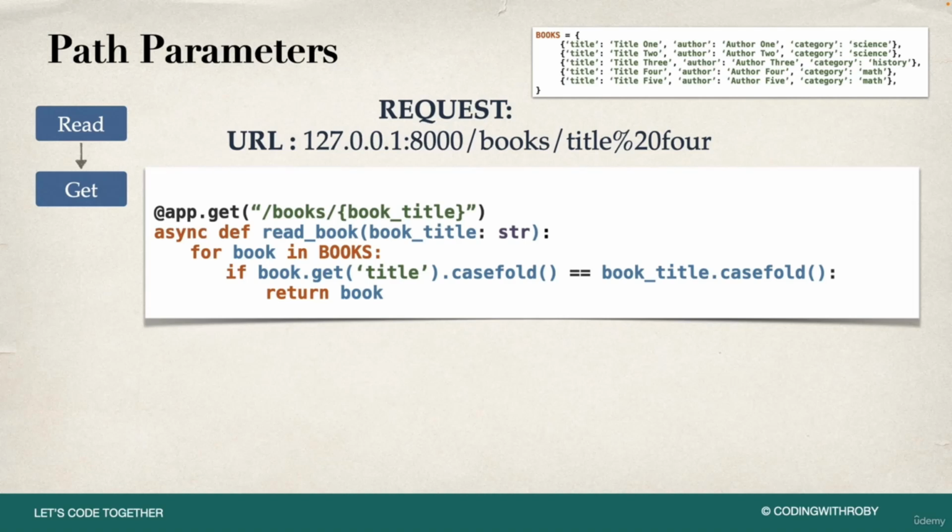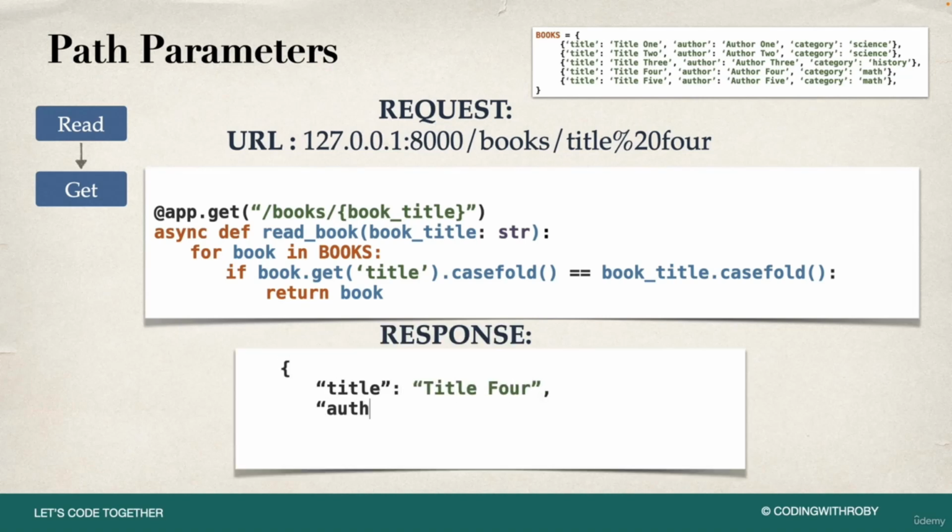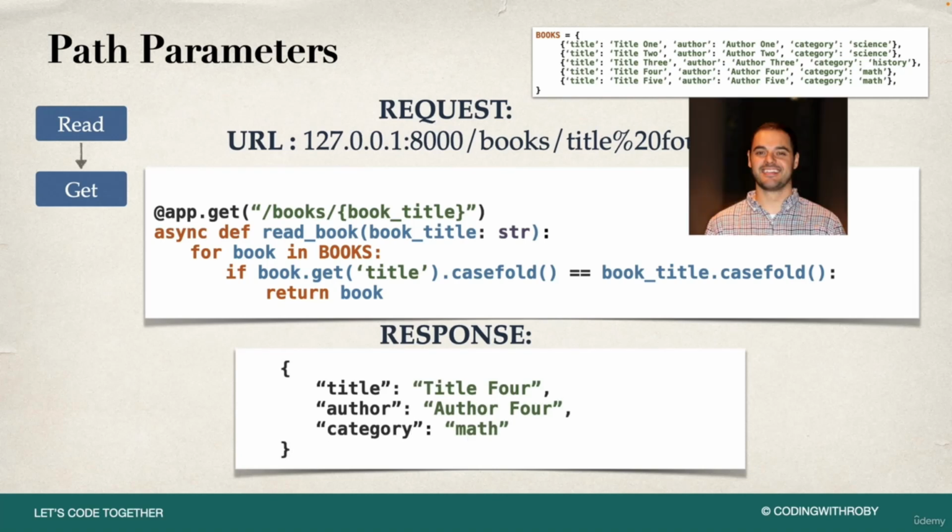So we're going to say @app.get("/books/{book_title}"), which is our dynamic parameter. async def read_book(book_title: str). And then for book in books, we're going to loop through all of the books. If book.get_title().casefold(), and .casefold is just a stronger .lower function, which will turn everything to lowercase, equals book_title.casefold(). So we're just making sure that we have matches on our strings. Then we're going to return that book. So the response is going to be that specific book of title four, author four, with our category of math.